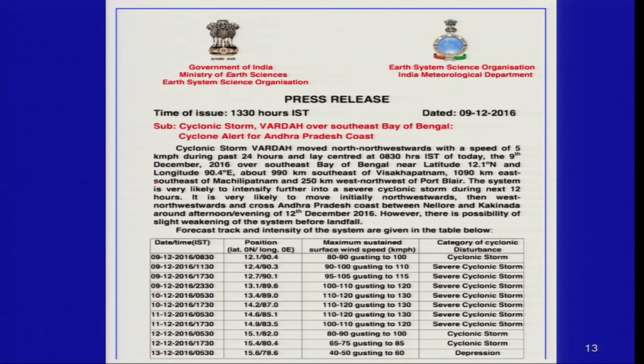Now, this is the way the warnings are issued. This is a press release given by the Ministry of Earth Sciences and the Indian Meteorological Department, Earth System Sciences Organization and all that. They clearly mention the wind speed here. If you look at the wind speed, from the 12th onwards it was quite high, around 100 kilometers per hour, and on the 13th it will be around 130 kilometers per hour. Based on this, they have already categorized this cyclone as a severe cyclonic storm.